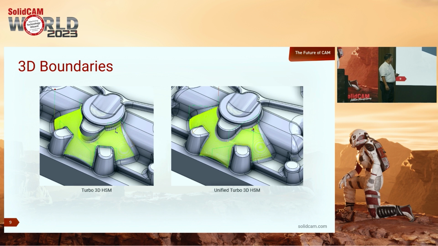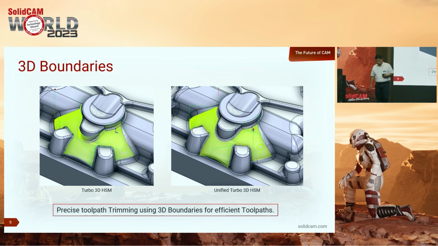3D boundaries, like I said, this was a revelation to us because I did not know that we do 2D boundaries only. Our HSM and Turbo HSM both take the boundaries, project them to the XY plane, and then use that XY plane as a trimmer to trim the toolpath according to the boundary that was selected. Whereas with Unified, there is no projection. It takes the 3D boundary as it is, and trims the toolpath according to the 3D boundary. That's why you'll see that the Unified toolpaths are much cleaner and represent the surface much better than the Turbo toolpaths.